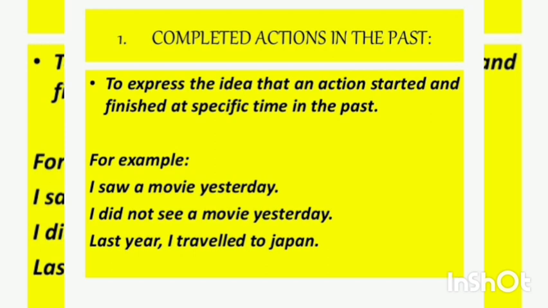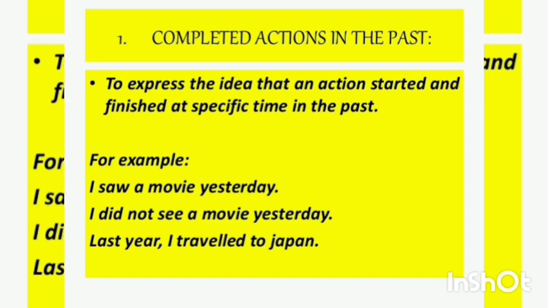Okay, now the uses, or where to use simple past tense. First one, completed actions in the past. We use simple past tense to refer to completed actions in the past, to express the idea that an action started and also finished at a specific time in the past. For example, I saw a movie yesterday. I didn't see a movie yesterday. Last year, I traveled to Japan. Okay, here Japan is the name of a country. So the J of Japan will be in the capital letter.